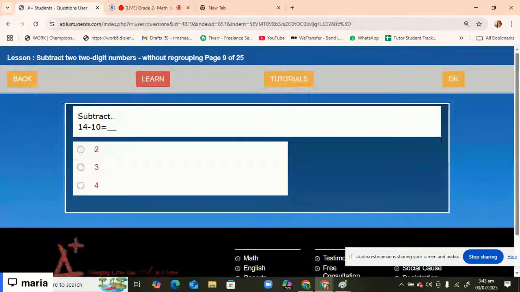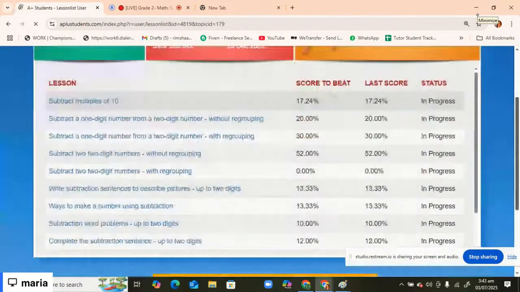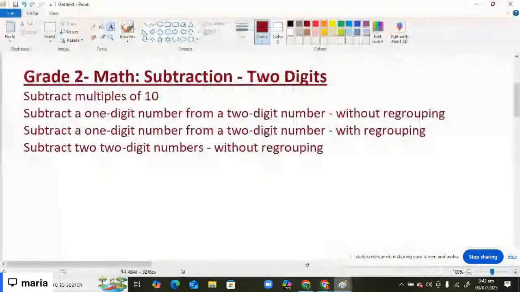Hope you guys understand. Solve the rest of the test questions regarding all lessons by yourself. Okay. So today we discussed grade 2 maths. The chapter name is subtraction 2 digits. Here is the list of the lessons. Subtract multiples of 10. Subtract a 1 digit number from 2 digit numbers without regrouping. Subtract 1 digit numbers from a 2 digit number with regrouping. Subtract 2 two-digit numbers without regrouping.